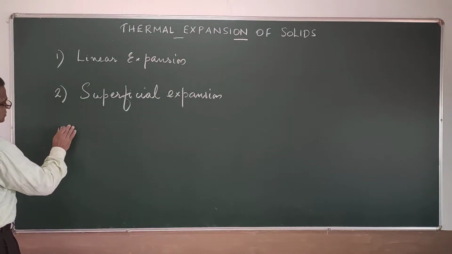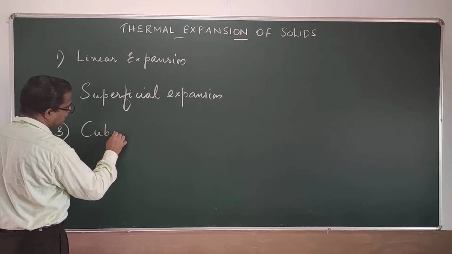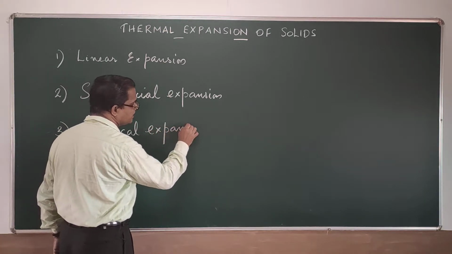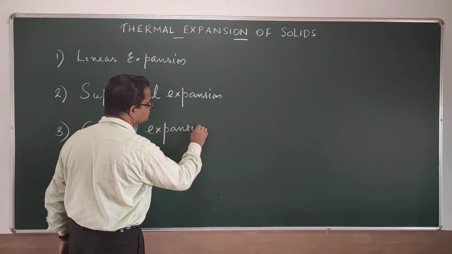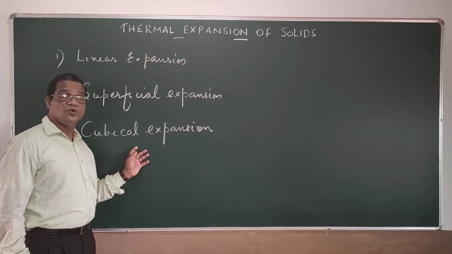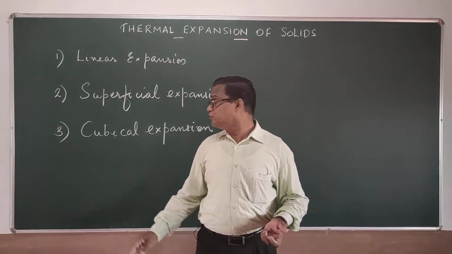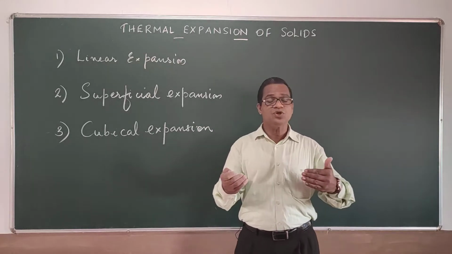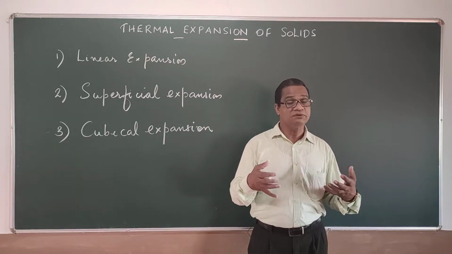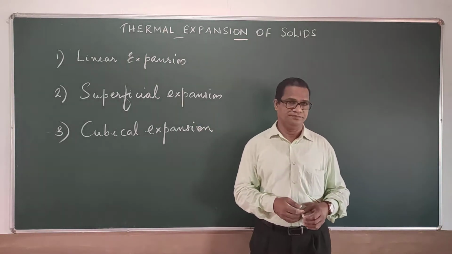And the third one is cubical expansion. Cubical means related to volume, meter cube. So cubical expansion means by absorbing heat, the volume of the material is altogether increasing. Then we say there is cubical expansion.